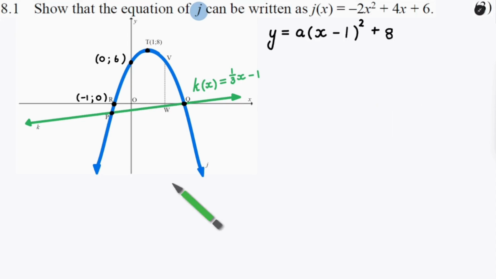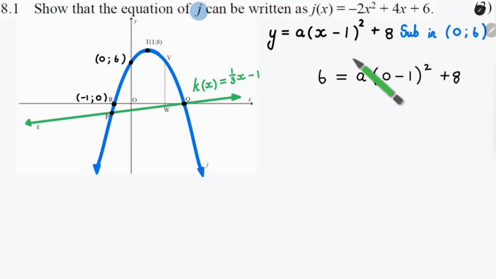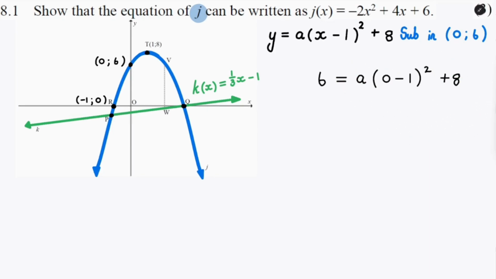And to get the a value, I'm going to sub in a point that's on my graph. So I can choose any point except the turning point because we just put that in. So I'm going to choose the y-intercept, and I'm going to sub it into my function. So when I sub it in, I just replace y with the 6, and I replace x with the 0, and then I work out a.